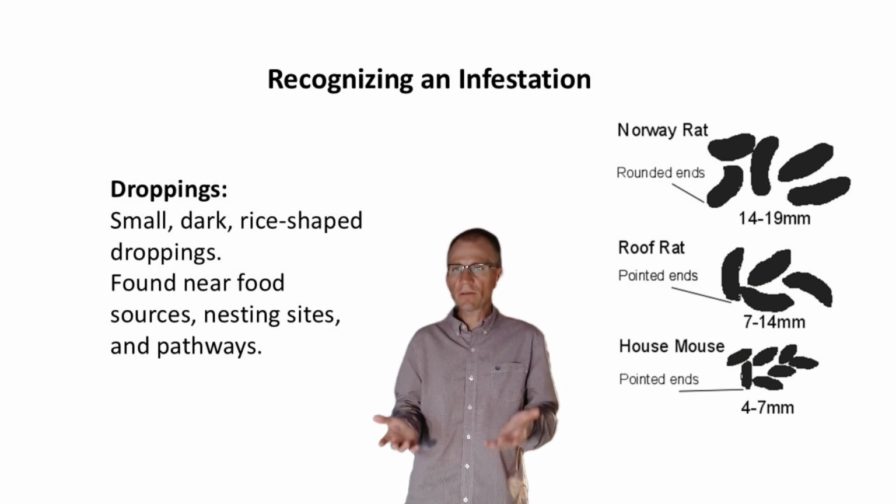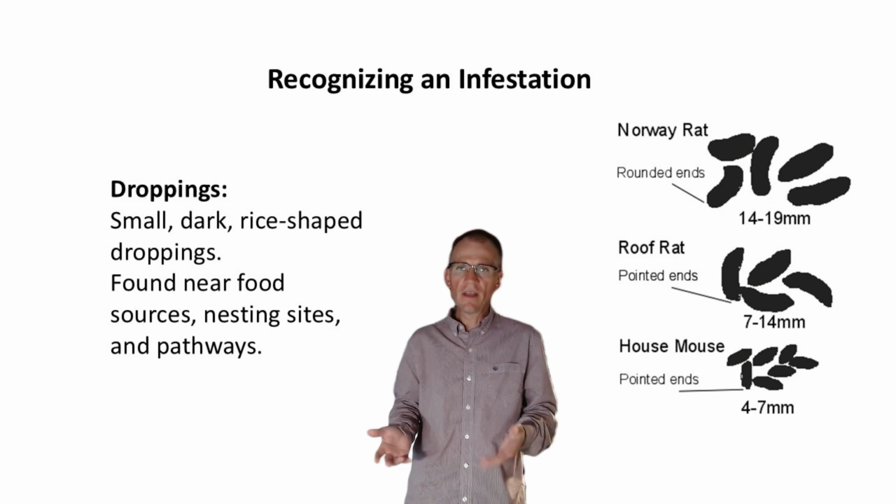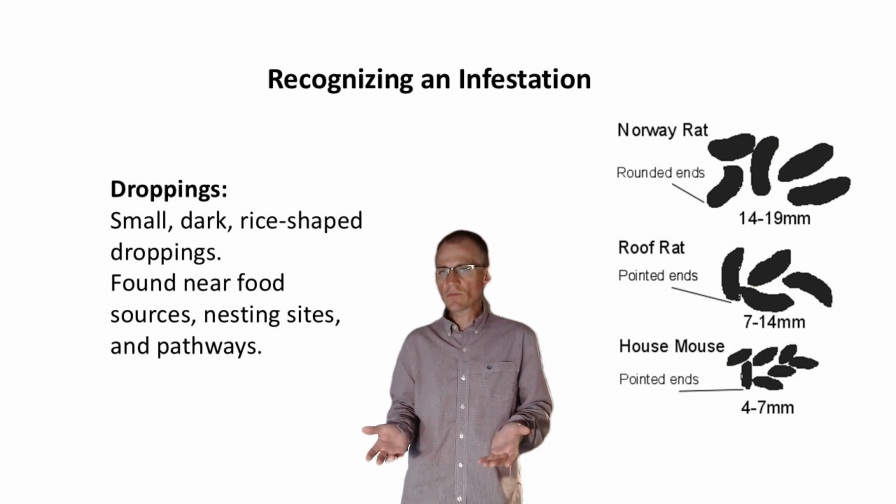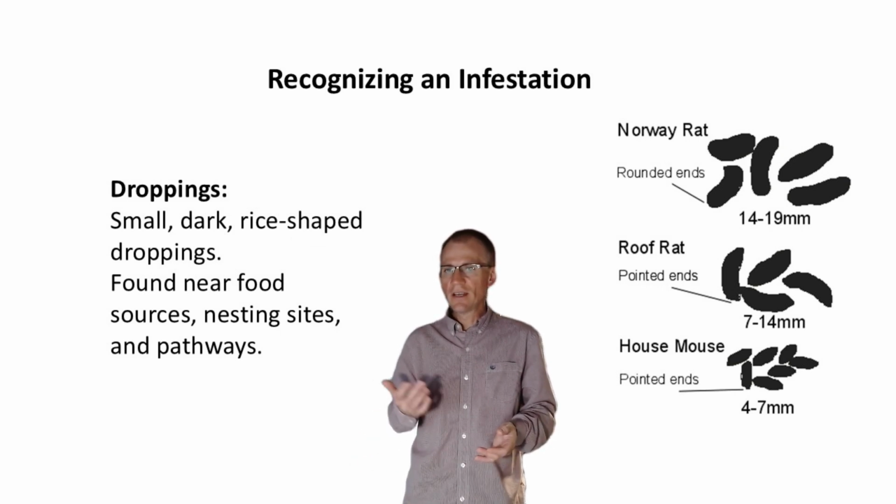Obviously, there are some other things that could throw us off and make us think we're seeing house mouse droppings. For instance, we can look at the Norway rat. The difference with them is they're going to be 14 to 19 millimeters, so they're going to be much larger than house mouse droppings, 4 or 5 times the size, and they're going to have rounded ends.